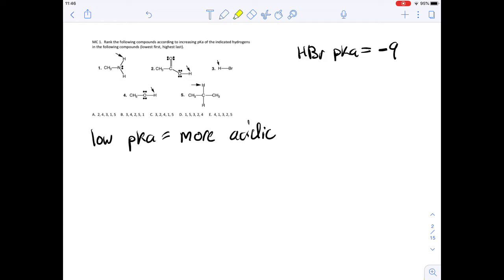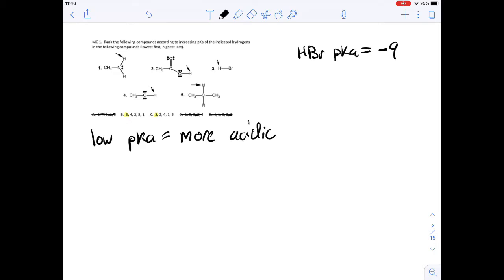So we can go into the answer choices and eliminate anything that doesn't have 3 as the first option. So only B and C have 3 as your first option. So you can go and eliminate D, E, and A. I always like to find the most acidic, or the most of whatever they're asking for, and then the least. So now I want to look for the least acidic in this situation.